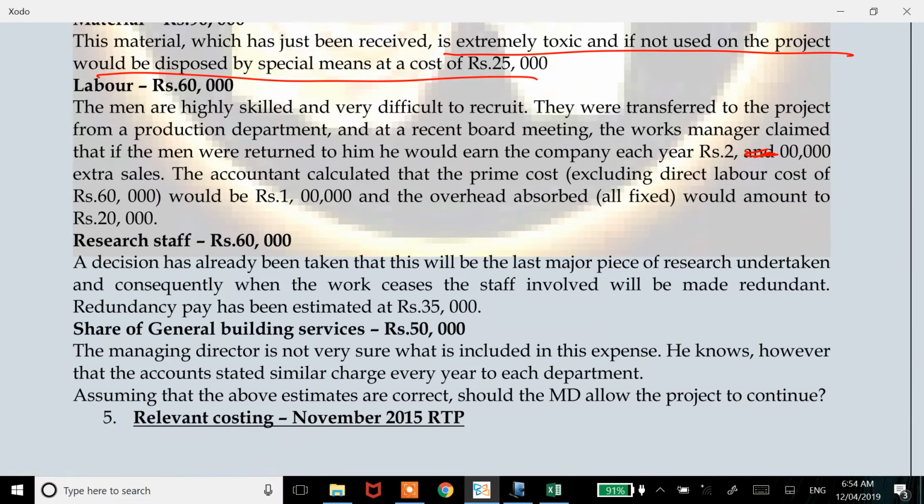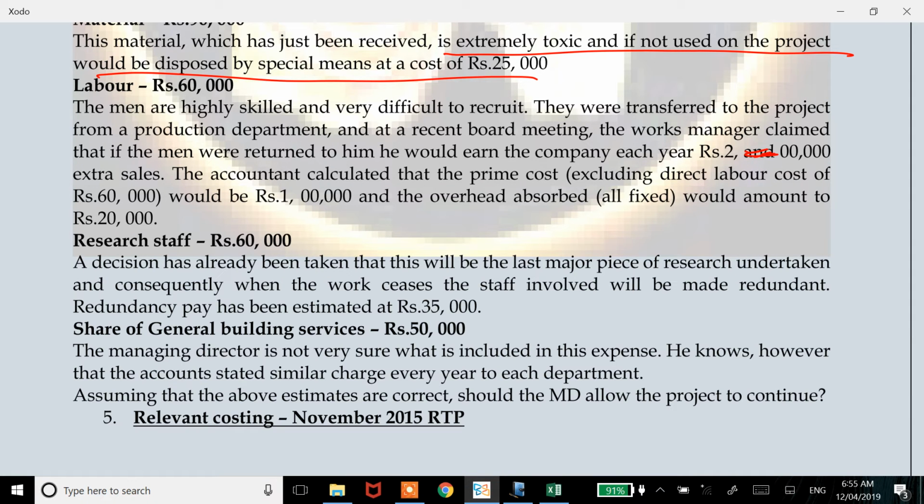Okay, whether labor is available, not available? Available. Are they busy or idle? Busy. And somewhere I get a sense that I cannot substitute them, because they are saying the men are highly skilled and very difficult to recruit. So the relevant cost is lost contribution plus wages payable.